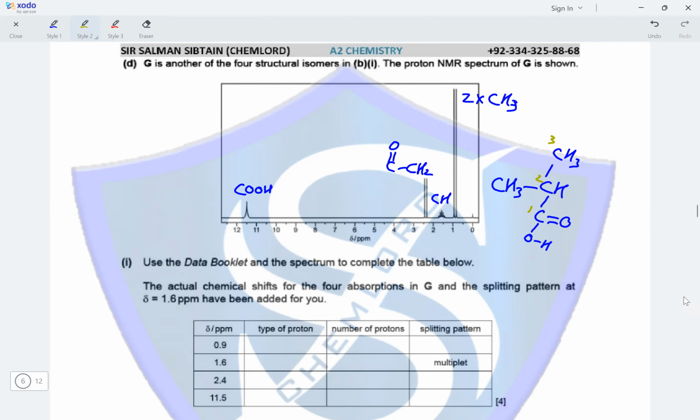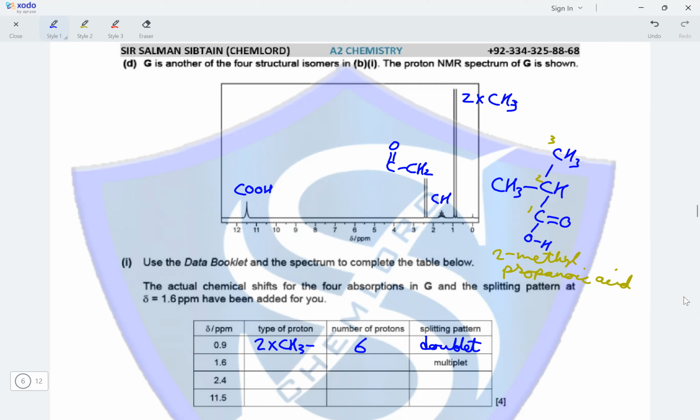So the name of this compound is 2-methyl propanoic acid, since the 3 carbon acid is propanoic acid. So since we have identified our structure, now let's fill the table. The table asks for the actual chemical shift for the four absorptions of G, and the splitting pattern at 1.6 has been added for you. So that splitting pattern was a multiplet. So 0.9 is due to two CH3 groups. The number of protons is 6 in this case, and the split is a doublet.